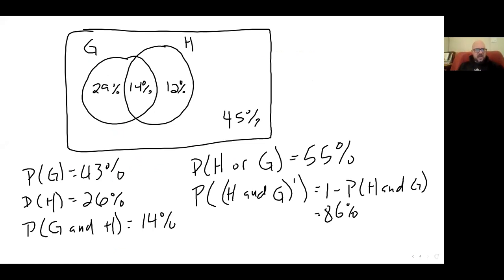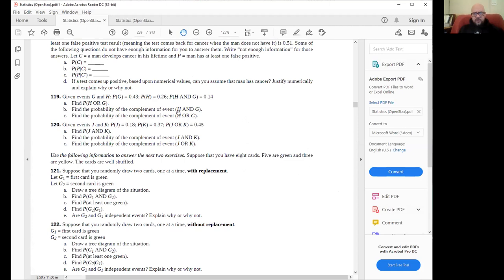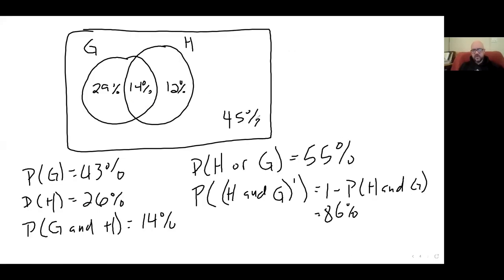And then I think that it was the complement of H or G. Yeah, so it's just 1 minus H or G, which is, so H or G was 55, so it's 45%. So it's actually this guy right here, this complement of H or G. All right, that one was nice and easy.